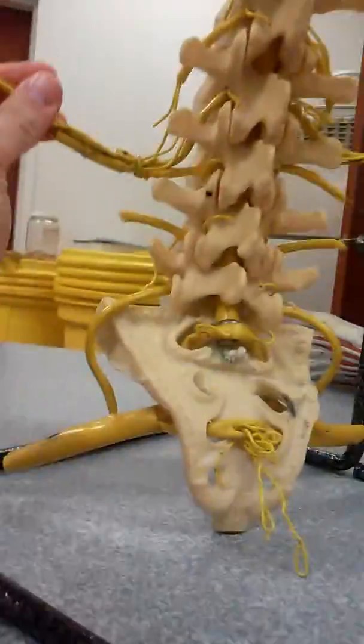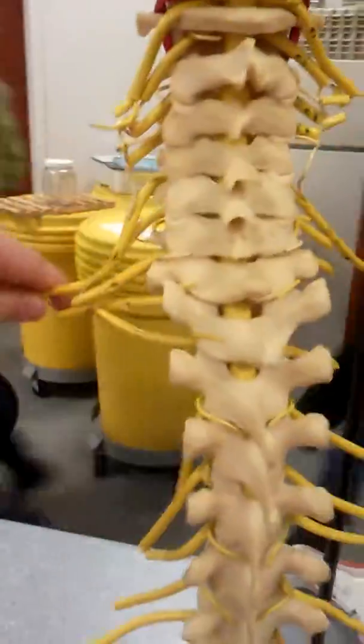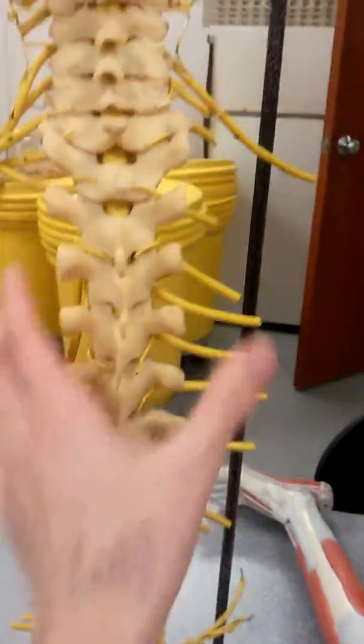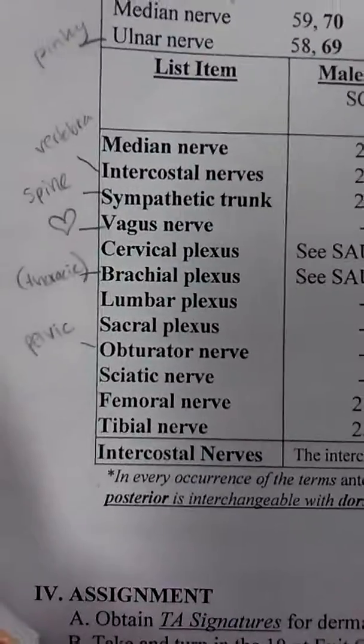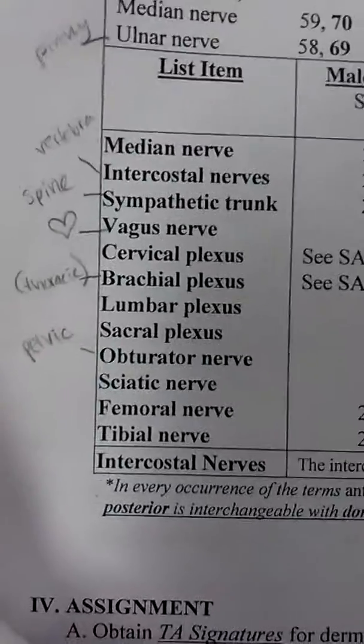And the rest of them in between the lumbar and the brachial, all of these extras are just the intercostal nerves, which are also here. And what else? There's the obturator nerve, the sciatic nerve, femoral, and tibial, which are all on the leg.